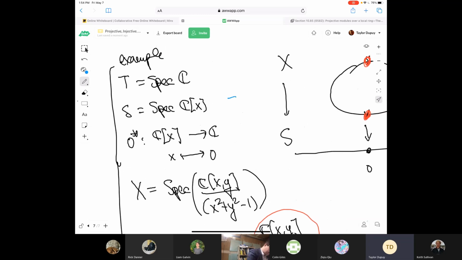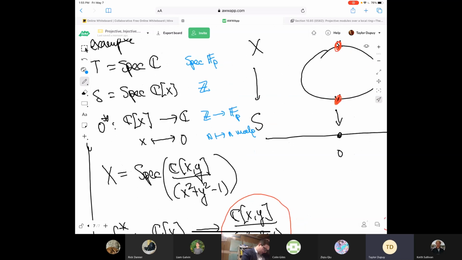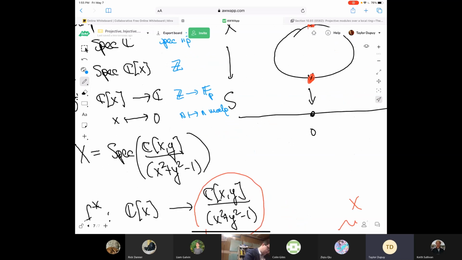So this is going to be Z. And instead of T, I'm going to do Spec of F_p. This map here will be the reduction mod p, so n maps to n mod p. Okay, so we have this thing, and instead of this, we would have Spec Z[y].